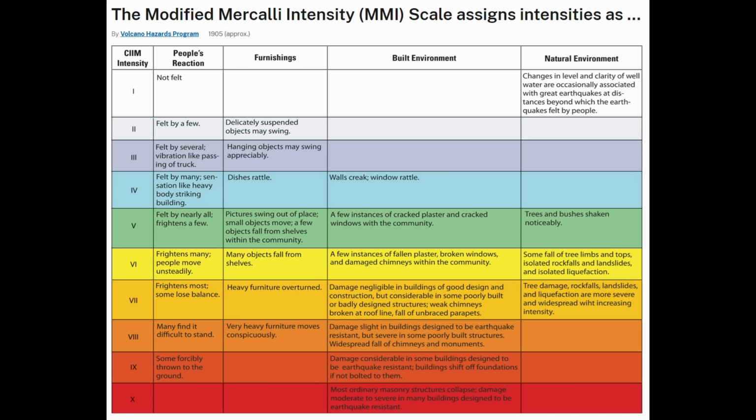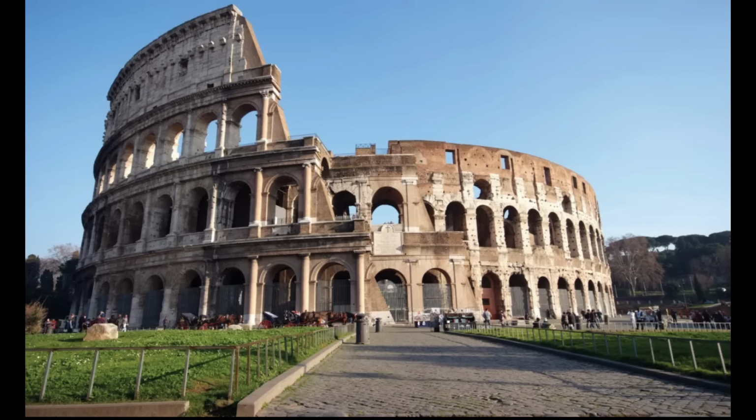So, damage slight in buildings designed to be earthquake resistant but severe in some poorly built structures, widespread fall of chimneys and monuments. And what's interesting about this scale is you can go back to historical records, back to antiquity, and get an idea based on description from eyewitnesses how big an earthquake was.